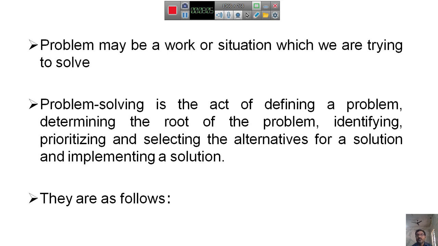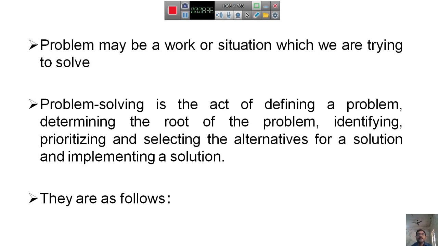So first of all, we have to understand what is our problem. Then only we can find out the solution. That is called defining a problem. And the second one is determining the root of the problem. Root means we have to go to the stage when the problem has occurred. What problem has occurred? Why has the problem occurred? We have to identify the root of the problem.